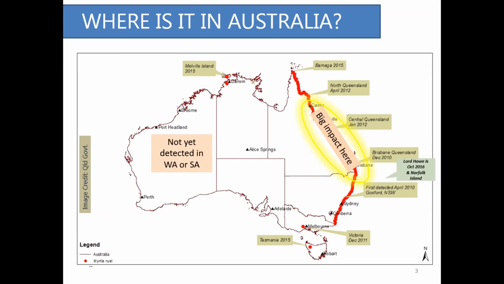Then it suddenly jumped to the Northern Territory, and it was found in Melville Island, which is off the coast of Darwin. And then a few months down the track, it was found in Darwin. So it's getting close to WA, but to date, and that's been 10 years since the first detection of the disease in New South Wales, South Australia and WA are the only states that haven't been impacted by the disease.